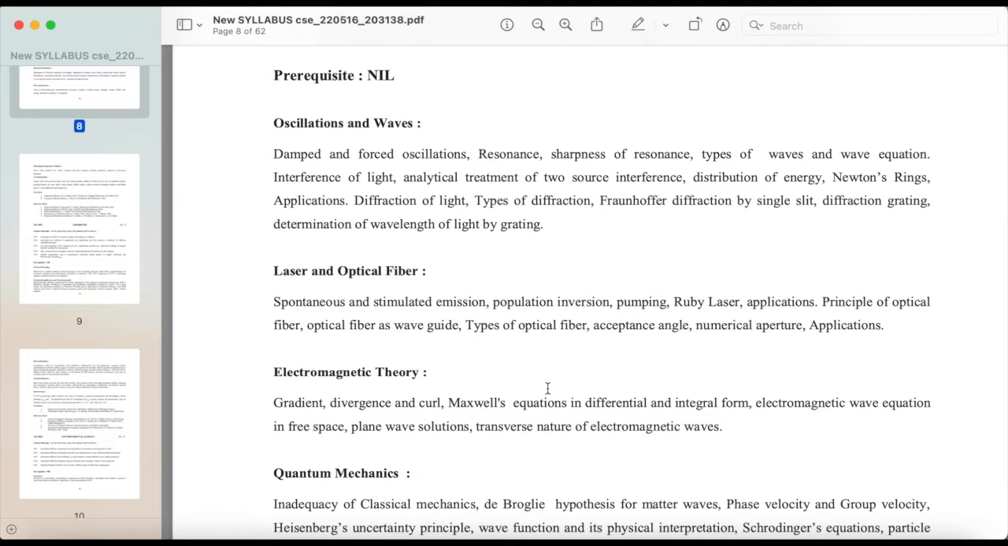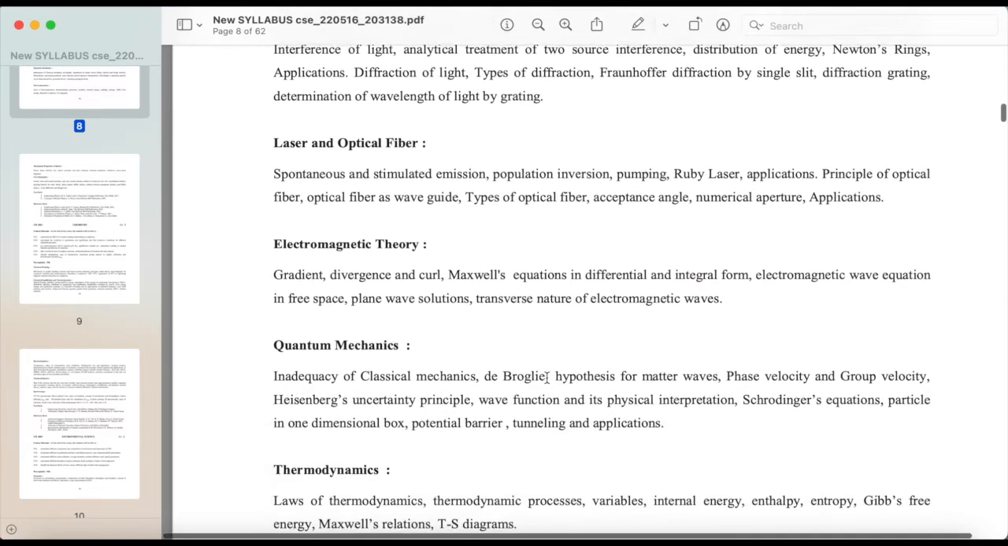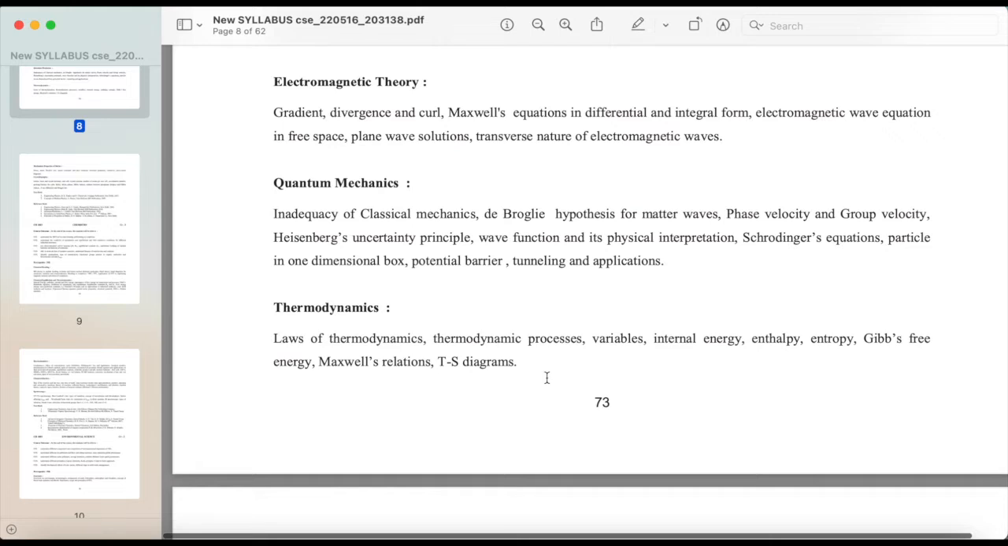Laser and optical fiber: spontaneous and stimulated emission, population inversion, pumping, Ruby laser, applications. Principle of optical fiber as waveguide, types of optical fiber, acceptance angle, numerical aperture, applications. Electromagnetic theory: gradient, divergence and curl, Maxwell's equations in differential and integral form. Electromagnetic wave equation in free space, plane wave solutions, transverse nature of electromagnetic waves.